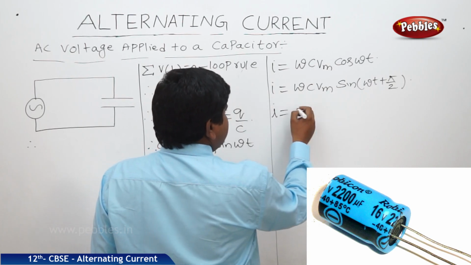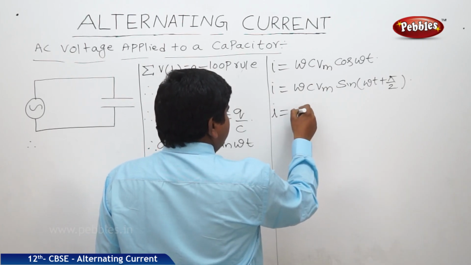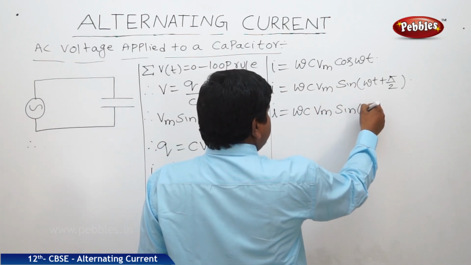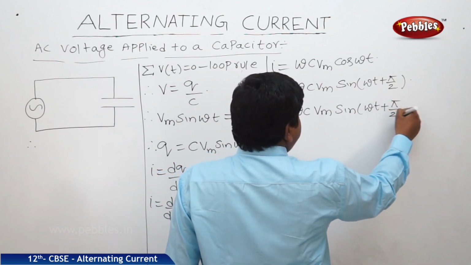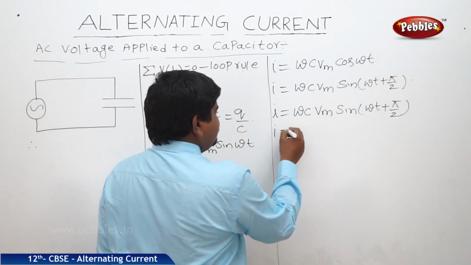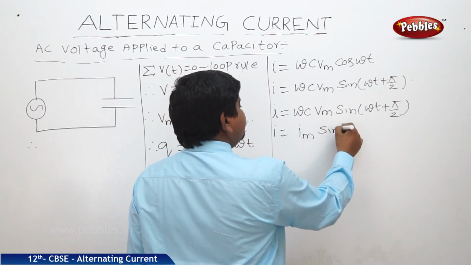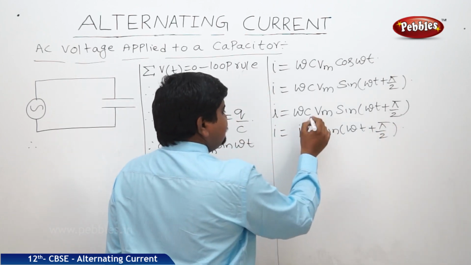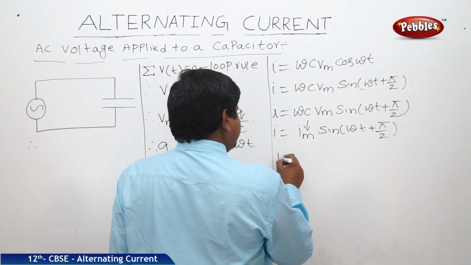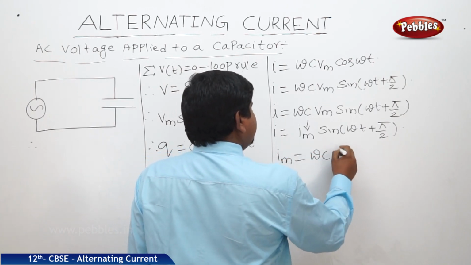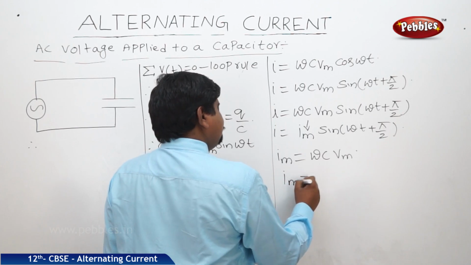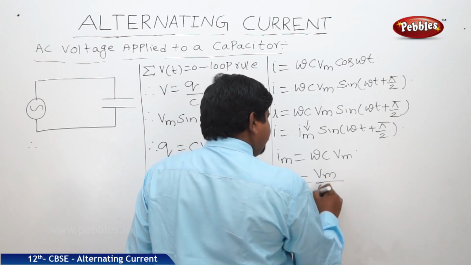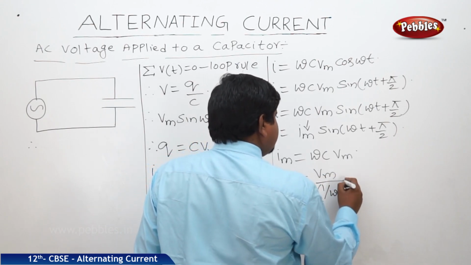And we can write I is equal to omega C Vm sin omega t plus pi by 2. Now we can write I is equal to Im sin omega t plus pi by 2. Comparing this Im with omega C Vm, Im is equal to omega C Vm. For a resistor we write Im is equal to Vm by R. Therefore, I am transforming to that form, Vm by 1 by omega C.